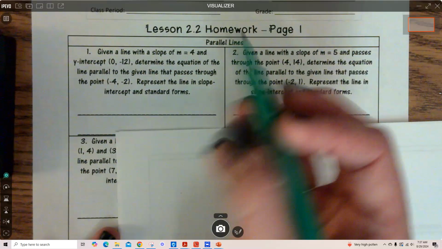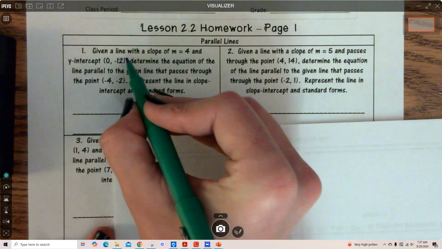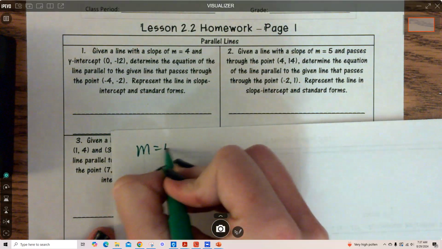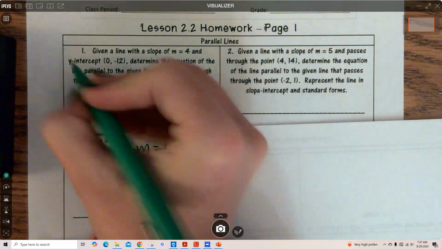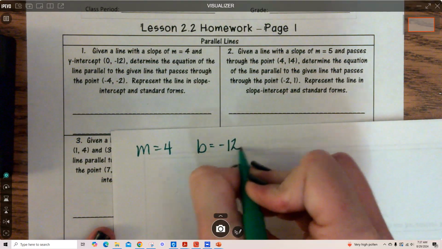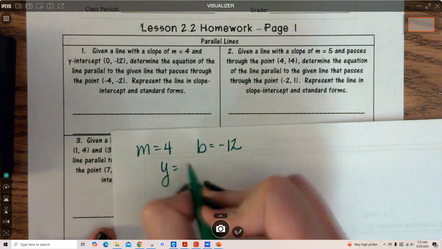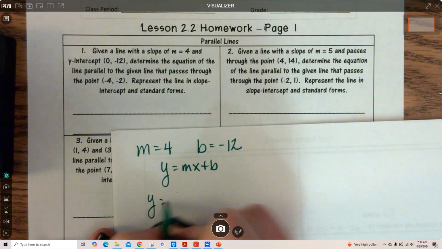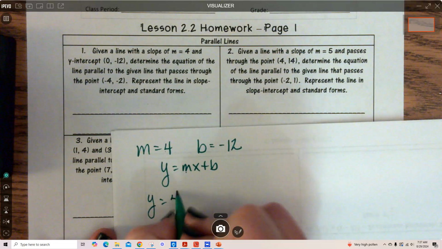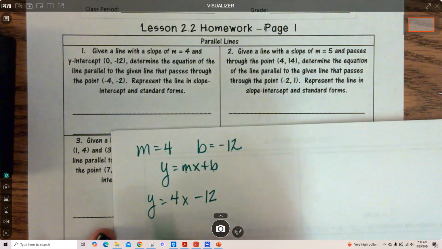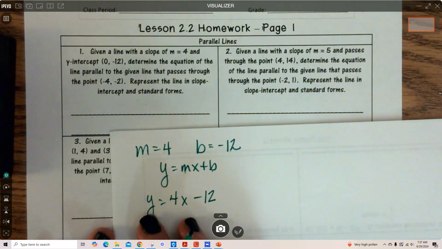Okay? All right. So our original line, our given line, has a slope of 4 and it has a y-intercept of negative 12. That's our b value. And so we can write this in slope-intercept form. All we do is we swap out the m for the slope and the b for the y-intercept. So this is my given line. This is not my answer.